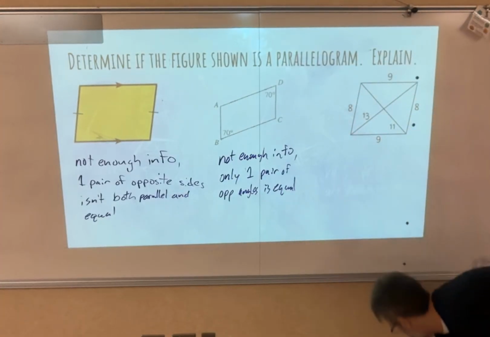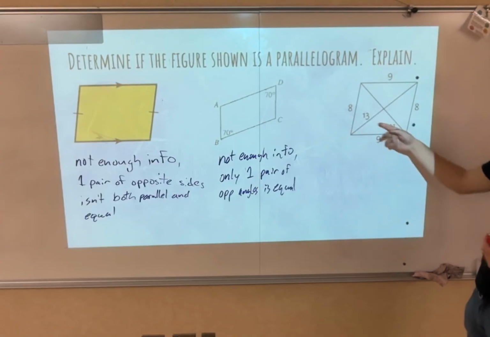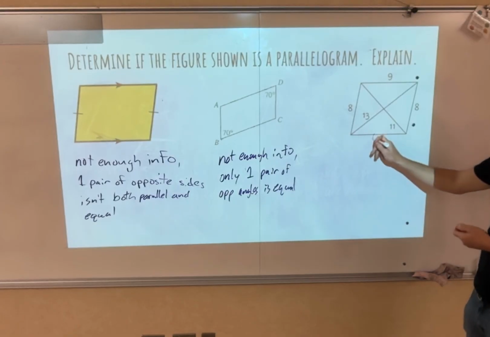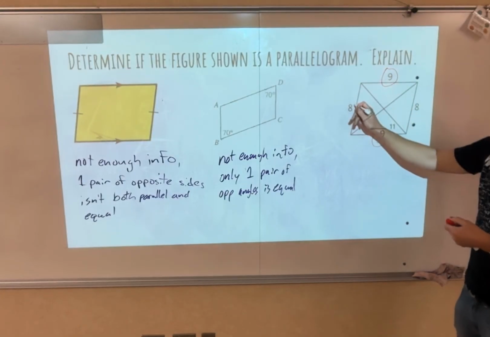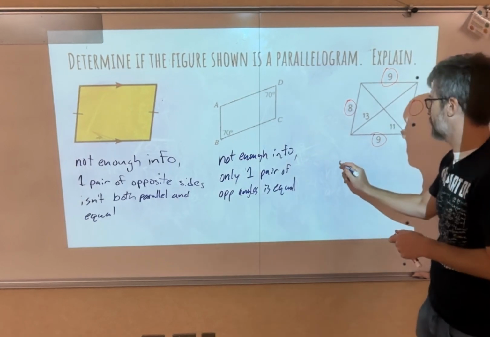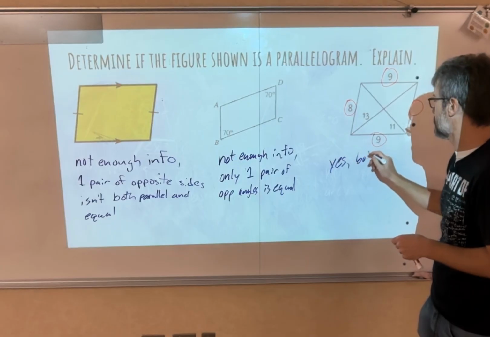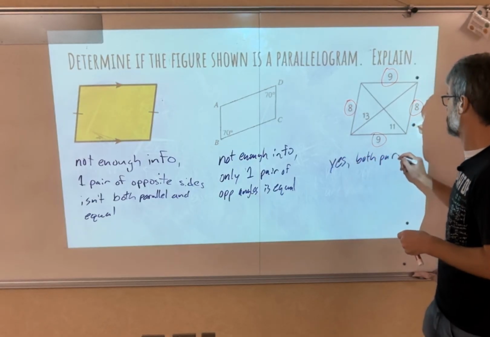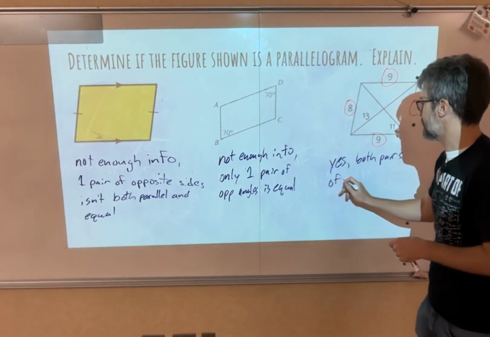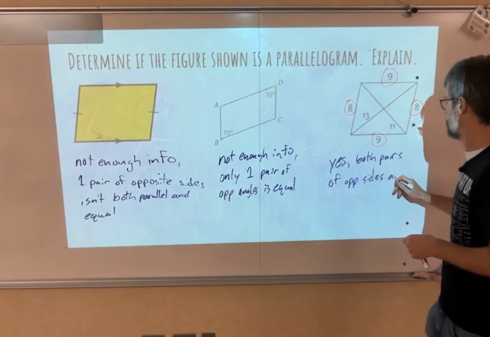All right, and then our last one. So looking at this one, I think I've got some diagonal information, but I don't have all the diagonal information. But you know what? It doesn't matter, right? Opposite sides are equal. Opposite sides are equal. This is for sure a parallelogram. We can say both pairs of opposite sides are equal.